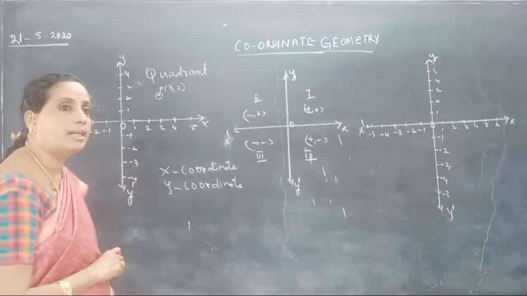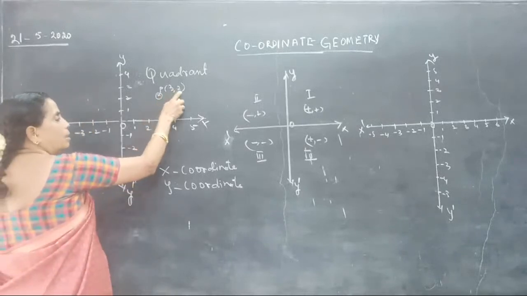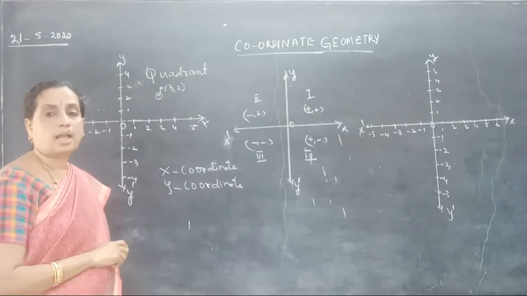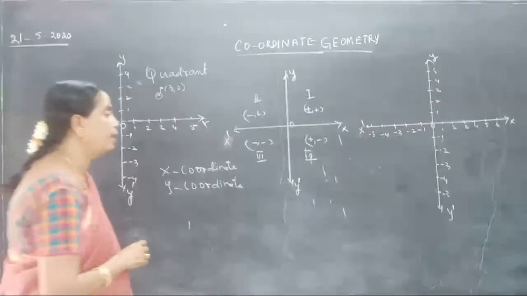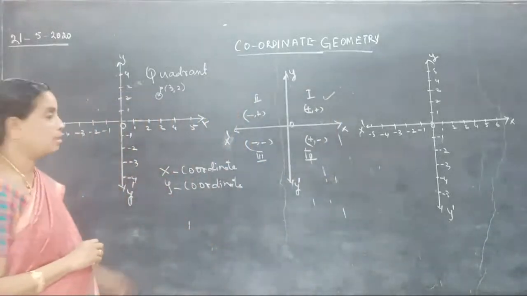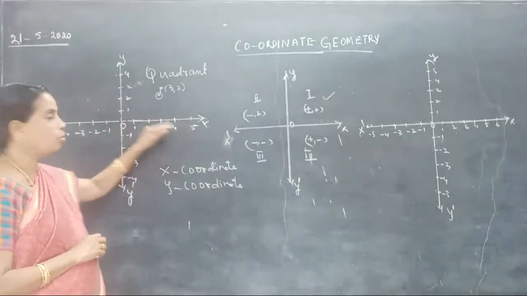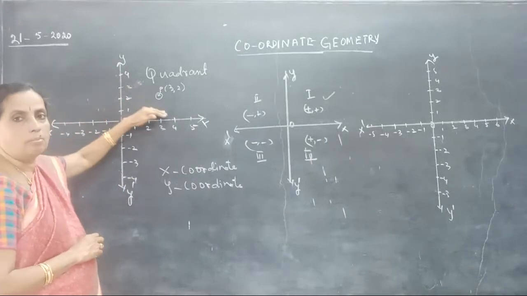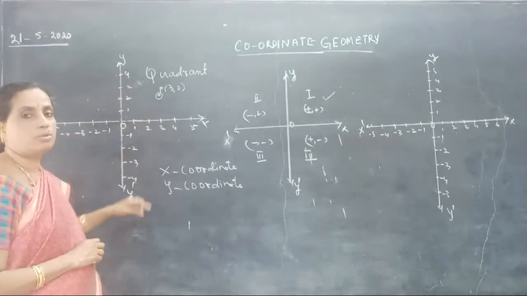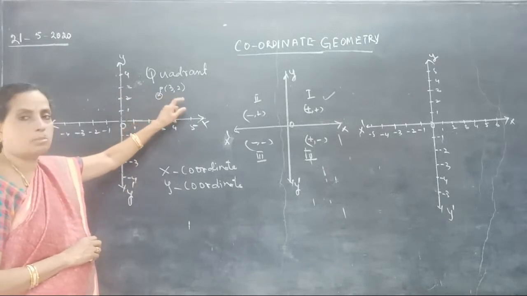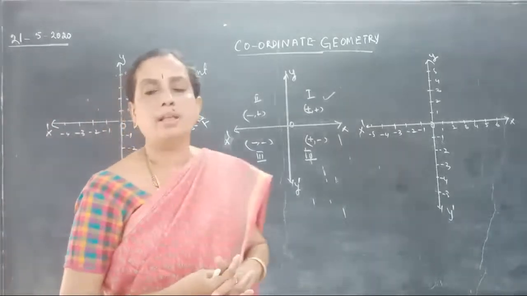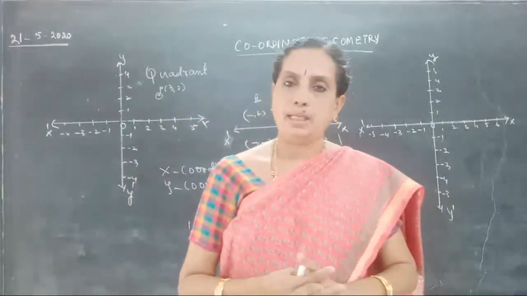Note the sign here, both the coordinates are positive. That means the sign of the first quadrant is plus plus. Why is it plus plus? Right side positive, above positive, both the axes having positive values, so the ordered pair is plus plus. So the first quadrant has points with the sign plus plus.